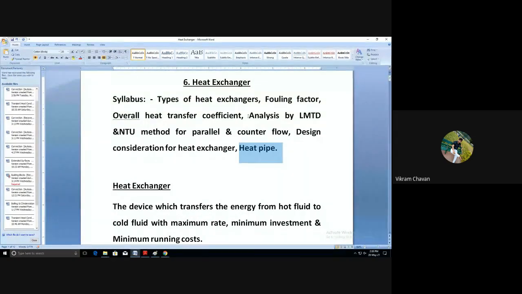This particular chapter consists of four derivations. One is LMTD for parallel flow, second is LMTD for counter flow, third is NTU, number of transfer units, for parallel flow, and fourth is number of transfer units for counter flow. These four derivations are there, and the remaining part is theoretical. The problems will be asked on these four derivations only, or on the formulas that come out from these four derivations.